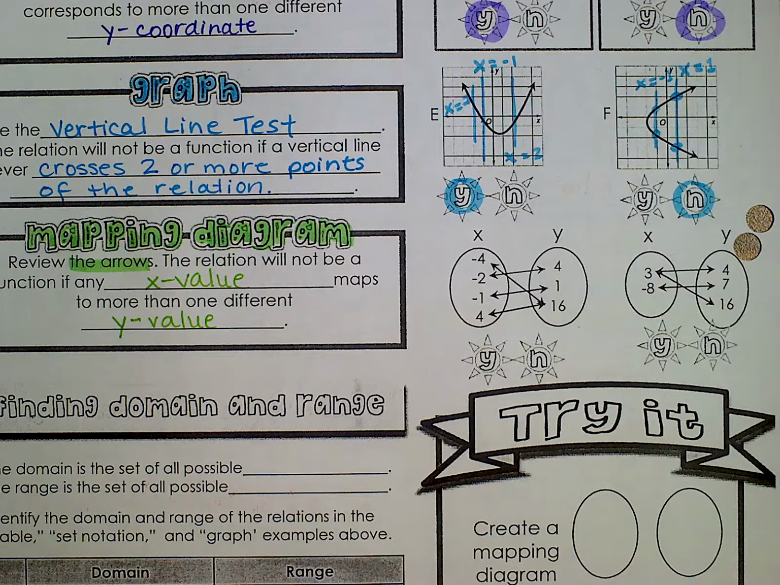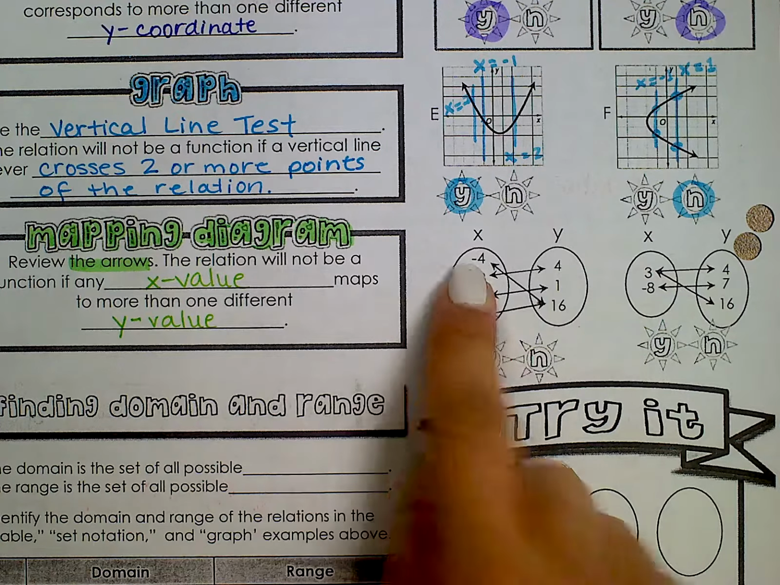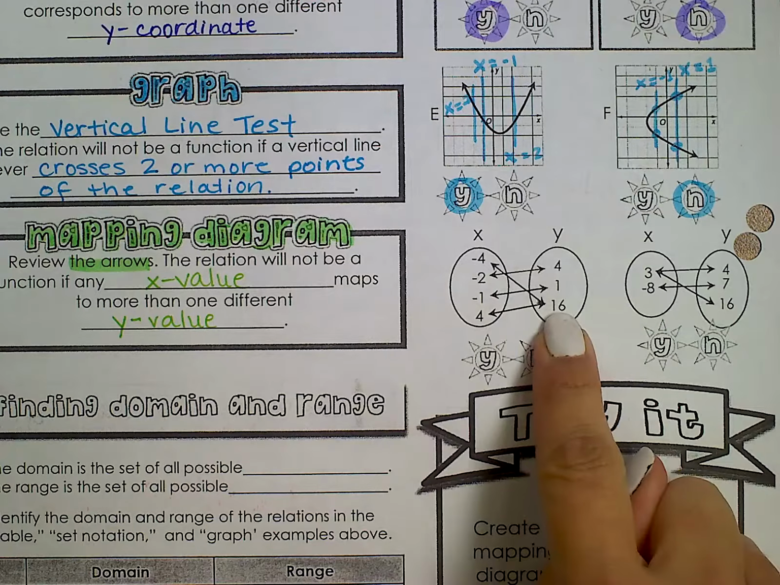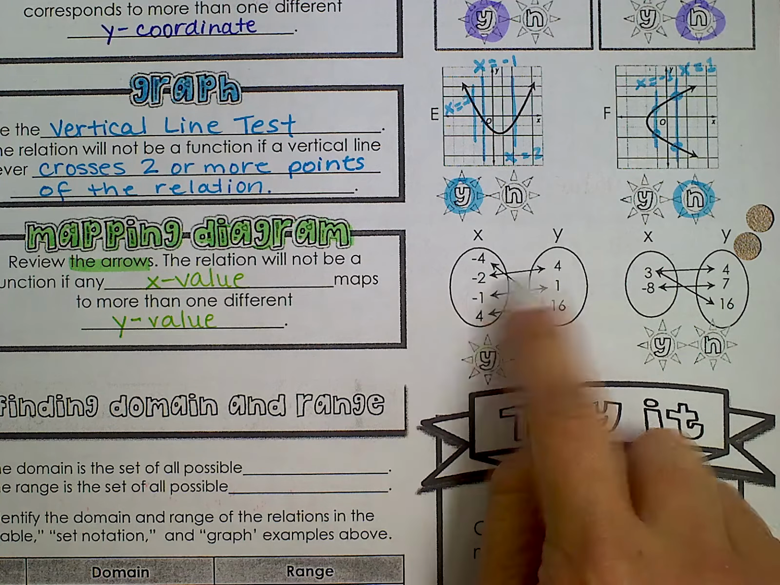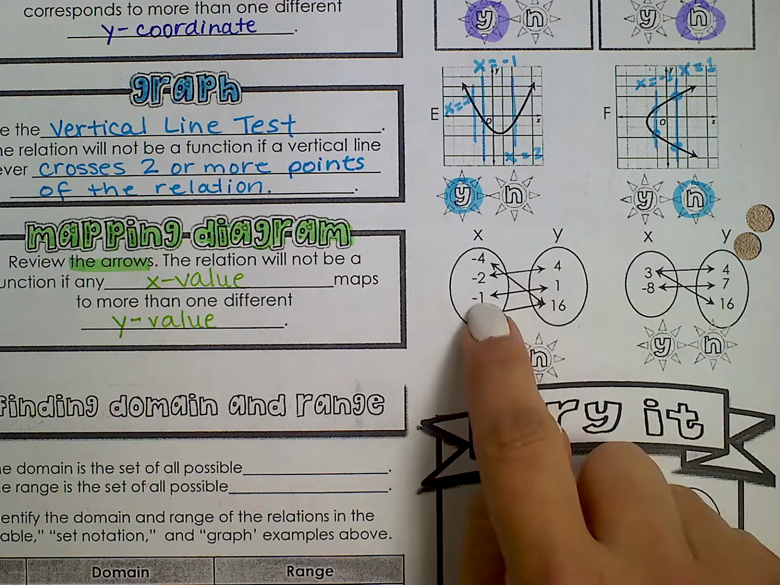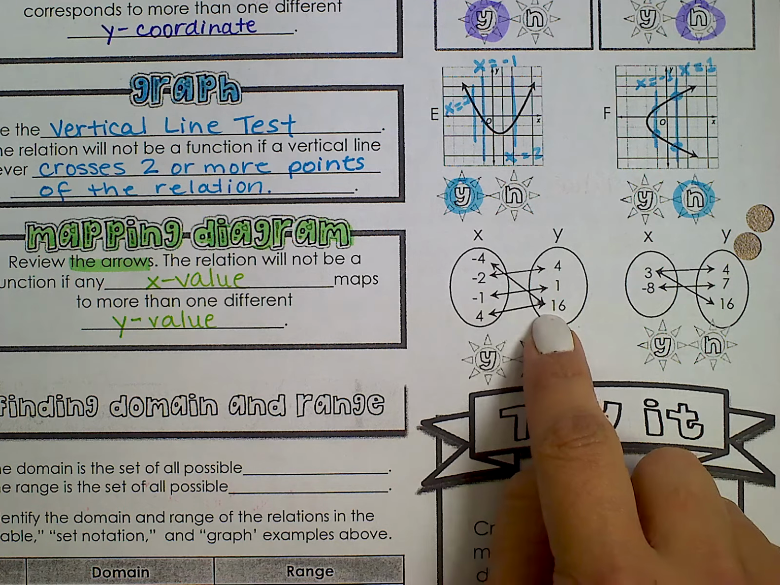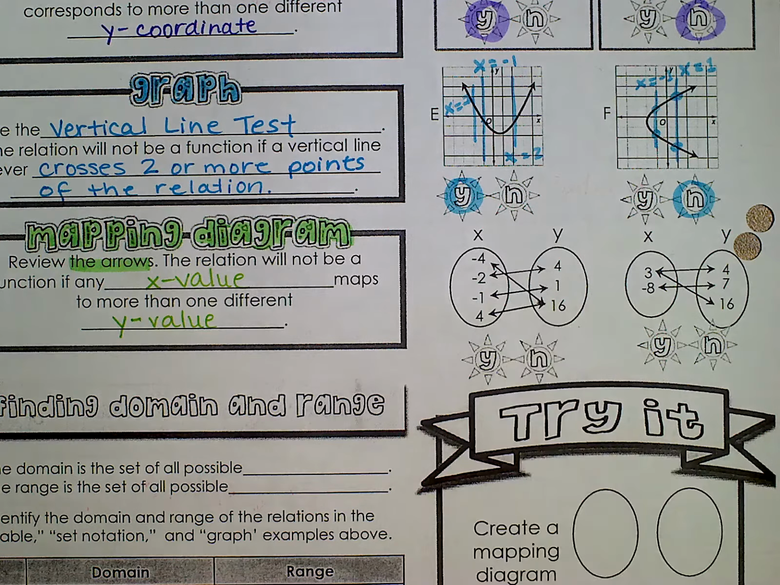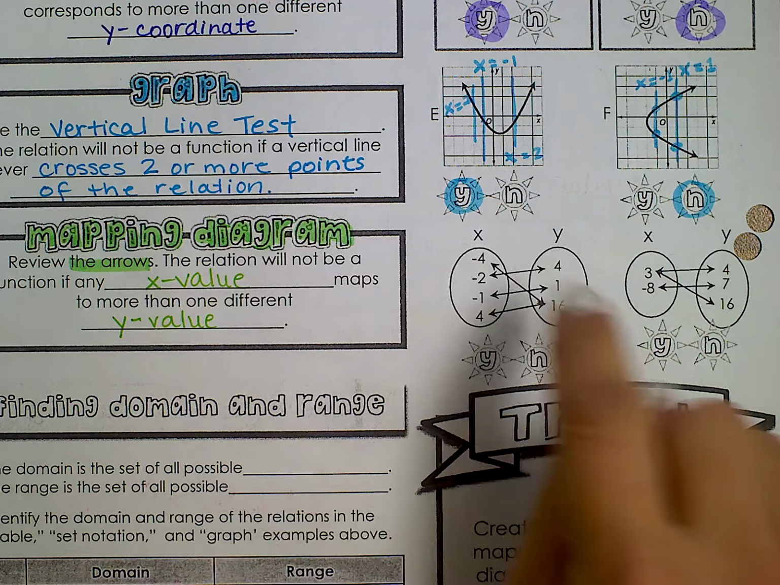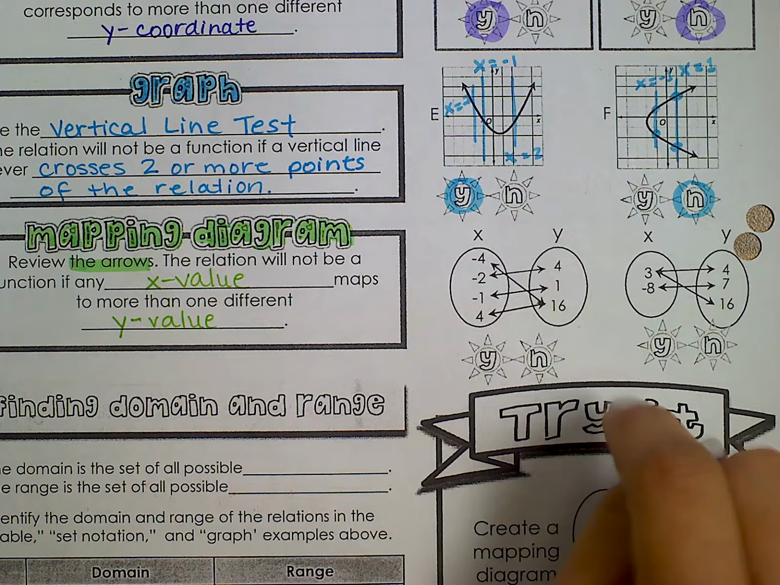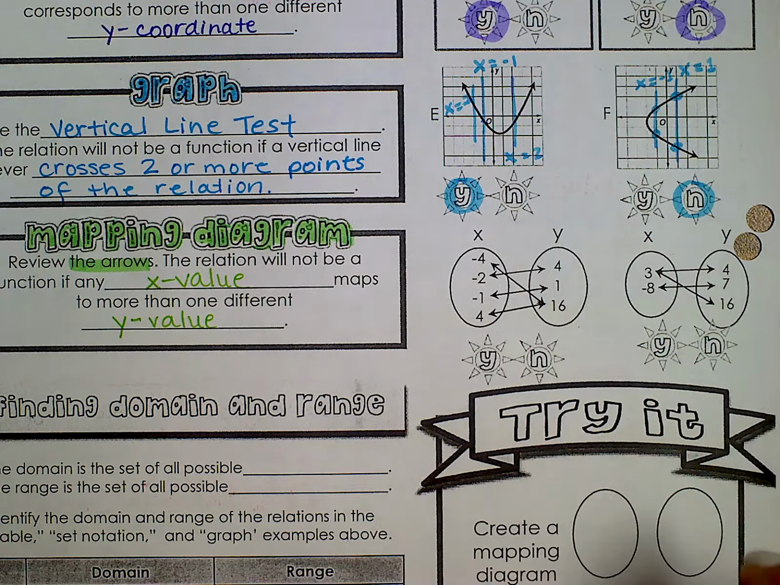Let's take a look at our x values. You'll notice that here I have -4 going to its particular 16, -2 going to 4, -1 to 1, 4 going to 16, and 4 is also going to -16, and actually that's okay. Each x value has its own separate y value.